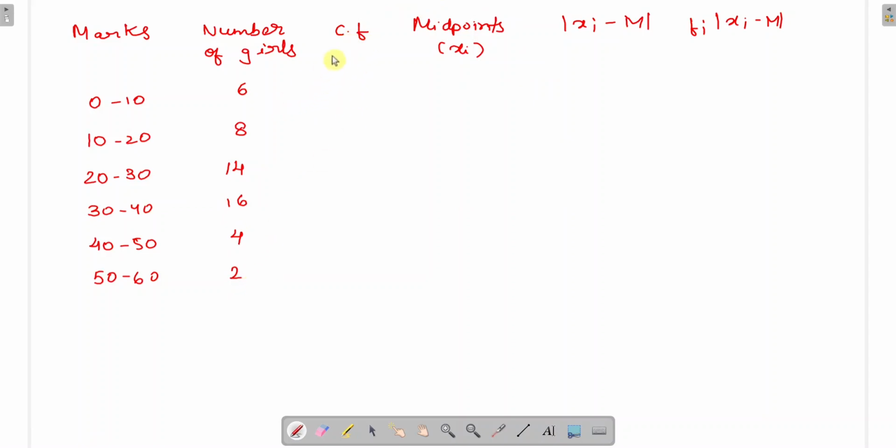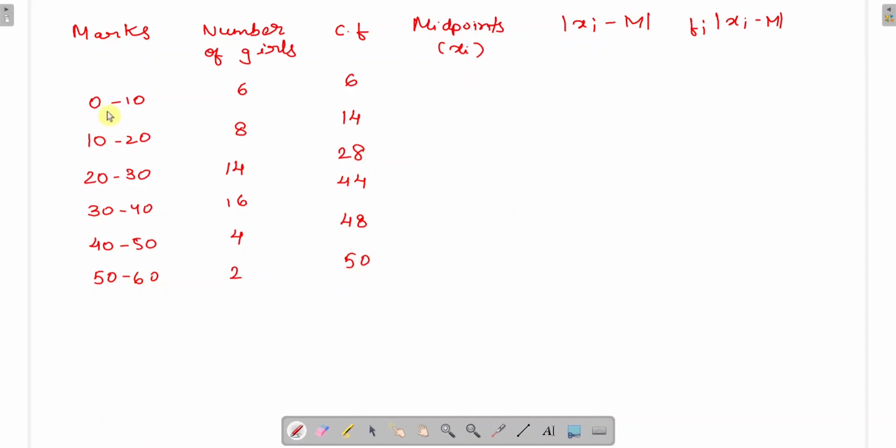Cumulative frequency means we have to add the frequencies in the following way. So first 6 will be written as 6 only here. Then 6 plus 8 will be 14. Like this we have to take the sum. 14 plus 14 will be 28, 28 plus 16 will be 44, 44 plus 4 will be 48, 48 plus 2 will be 50.